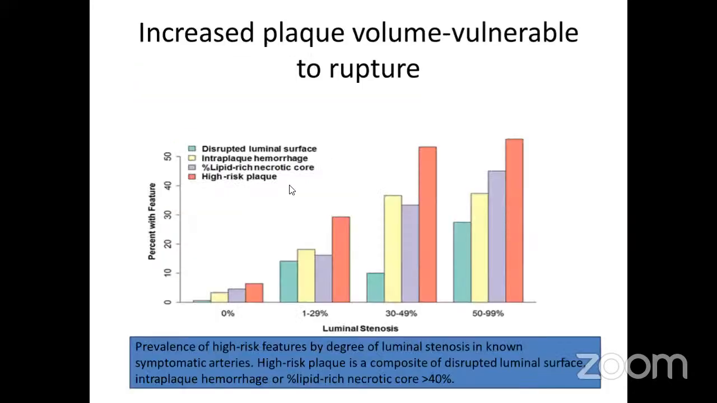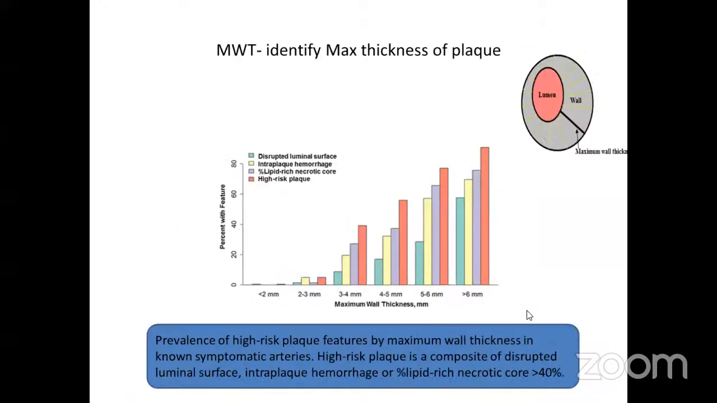Coming to the prevalence of plaque rupture, the presence of more luminal stenosis and more lipid necrotic core makes the plaque more at risk for rupture. Maximum wall thickness is one of the parameters, which shows greater thickness in symptomatic arteries. A high-risk plaque has a composite luminal surface and a lipid necrotic core of more than 40%.